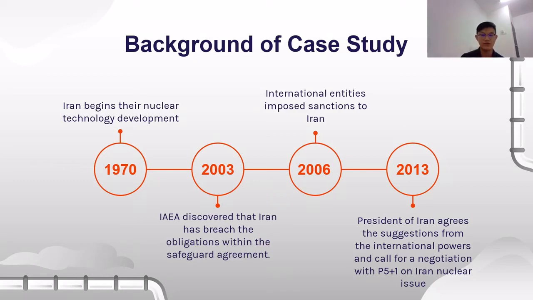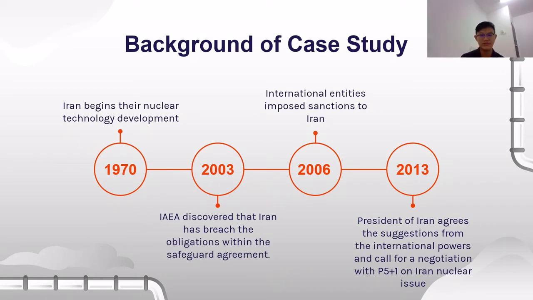From 2006 onwards, the United States and international entities imposed sanctions on Iran due to the breach of the terms of the NPT. The sanctions mainly targeted oil and gas and petrochemicals. US sanctions prevent the export of refined petroleum products and restrict business dealings with the Islamic Revolutionary Guards Corps.